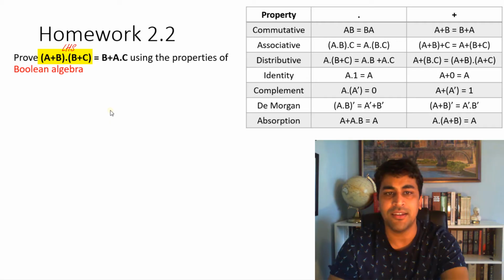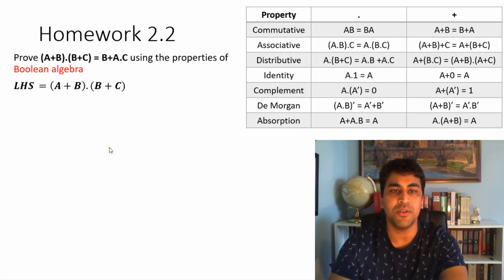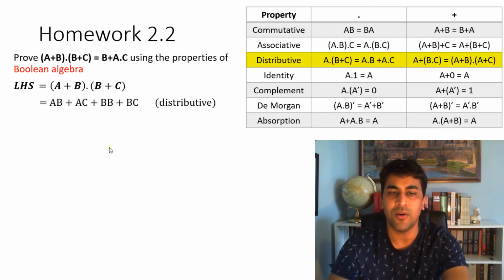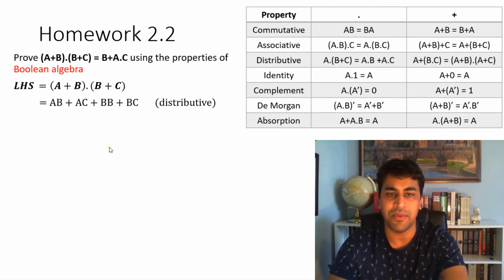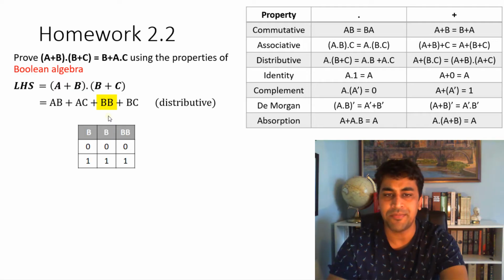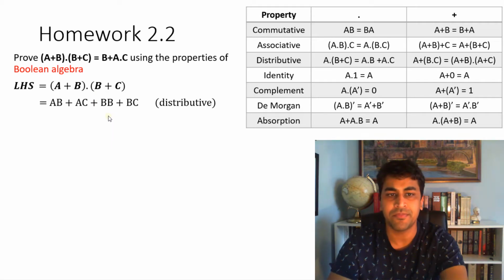From the left-hand side, we have A or B and B or C. Using the distributive law, we get AB or AC or BB or BC. We see that the term BB gives us B, and you can prove this using a truth table. So B and B is equal to B.